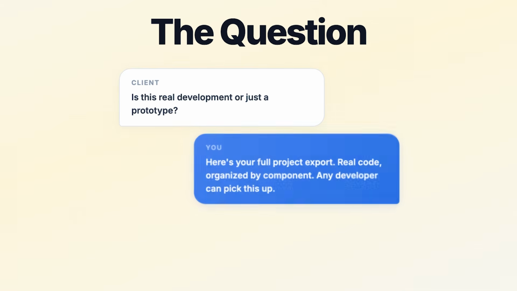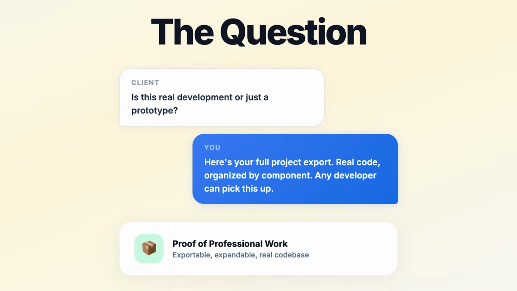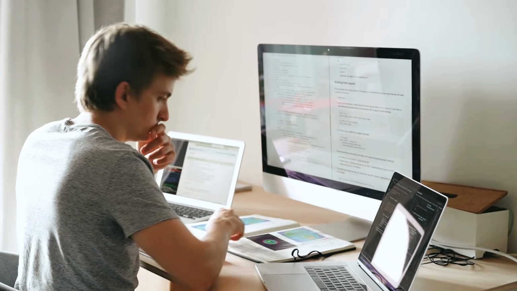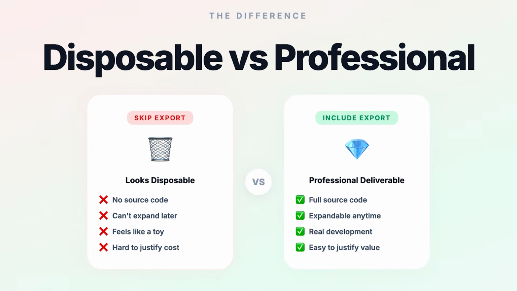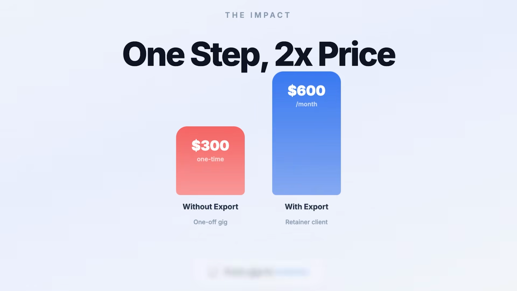When a business owner asks if this is real development or just a prototype, you show them that export. It proves the app is built on actual code they could hand to any developer later if they wanted to expand it. Most people skip this step and their apps look disposable. You include it and your apps look like professional deliverables. That's the difference between a $300 gig and a $600 retainer.